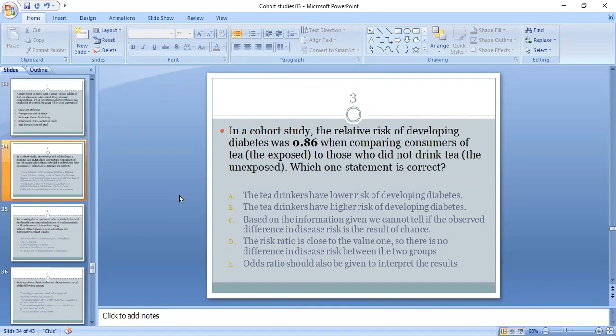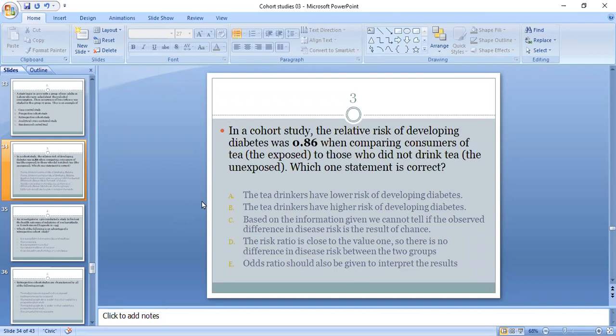When comparing consumers of tea, the exposed group, to those who did not drink, the unexposed group, which one is the correct statement? A: The tea drinkers have low risk of developing diabetes. B: The tea drinkers have higher risk of developing diabetes. C: Based on the information given, we cannot tell if the observed difference in the disease risk is the result of chance. D: The risk ratio is close to the value 1, so there is no difference in the disease risk between the two groups, or the odds ratio should also be given to interpret the results.